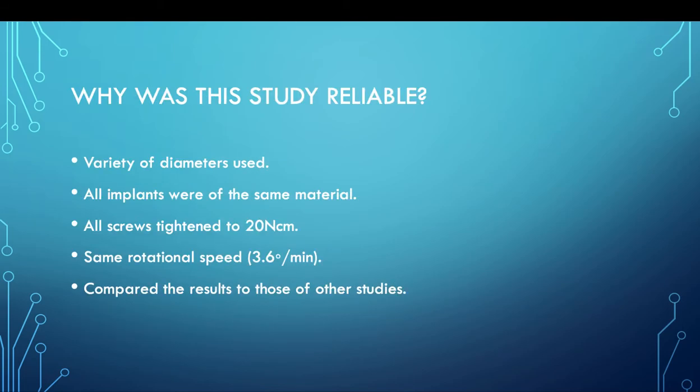Finally, how can we say that this study was reliable? Firstly, they used a variety of diameters. Secondly, all the implants were of the same material, which is titanium. All the screws were tightened to the same torque, 20 Newton centimeter. They all underwent the same rotational speed, 3.6 degrees per minute. And finally, they compared their results to those of other studies for better calibration.